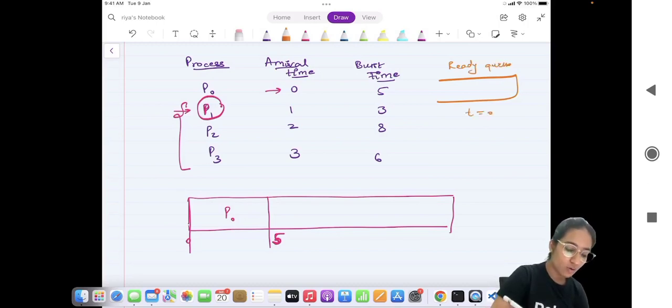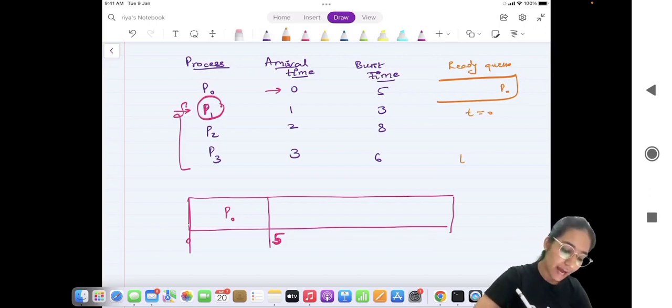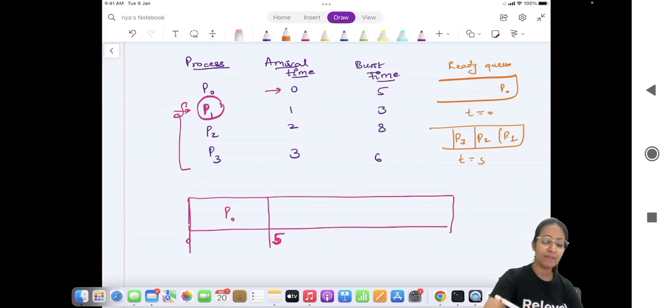At t equal to 0, the queue looked like this, where only the P0 process was there. But at t equal to 5, first the P1 process came, then the P2 process came, and the P3 process came after that, after a second only. Now the first one is P1, so P1 will be executed. So here P1 will take up the units, and for how long? 3. So this is till 8.